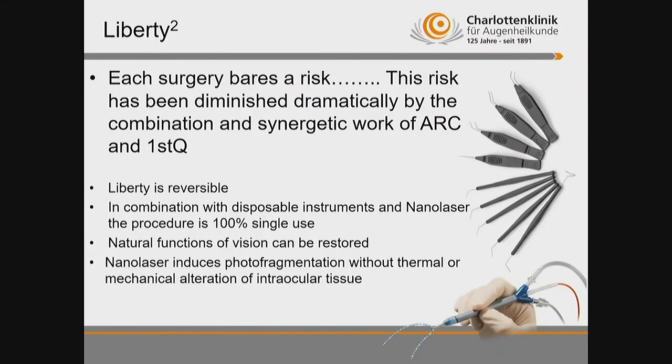So to sum all this up, I think the add-on system, and in this case the Liberty Square, if it comes to the combination of monofocal endocapsular IOL and multifocal add-on, minimizes the risk and maximizes the liberty of the surgeon and the patient to adapt an IOL system to the refractive needs you are facing with. It is reversible. In combination, let's say, with disposable instruments and the nano laser, the whole procedure is 100% single-use cataract surgery. The natural functions of vision in nearly any distance can be restored. So it is a platform to have more satisfied multifocal patients, I think.